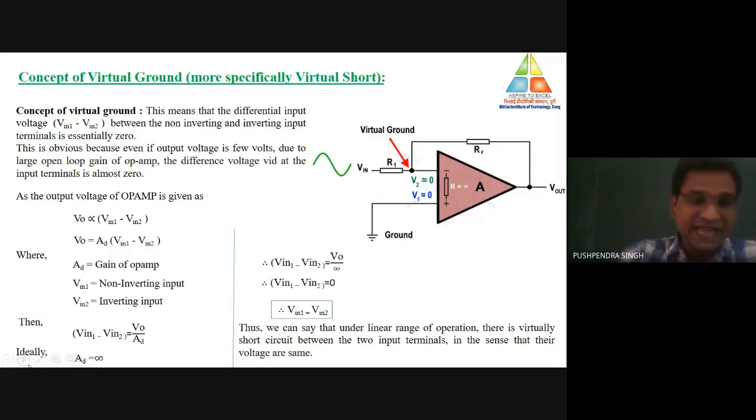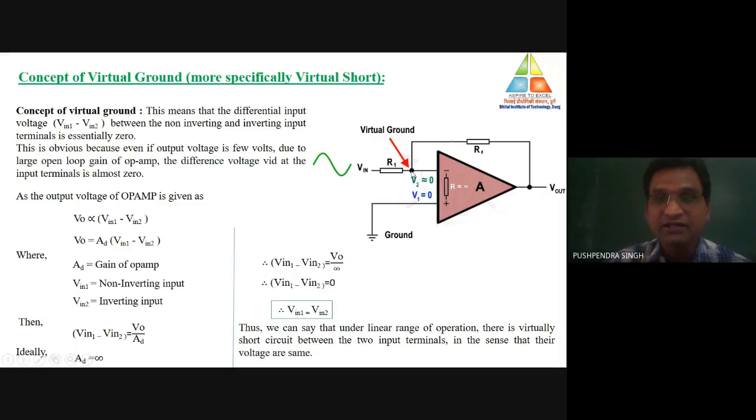So let's suppose the ideal condition. What is the value of AD? AD is equal to infinite. And when AD is infinite, what is the value of Vin1 minus Vin2? That is equal to V0 divided by infinite, so Vin1 minus Vin2 is equal to 0. So when we started with this simple expression, the final value of Vin1 minus Vin2 is 0. And from there we can write that the value of Vin1 must be equal to Vin2.